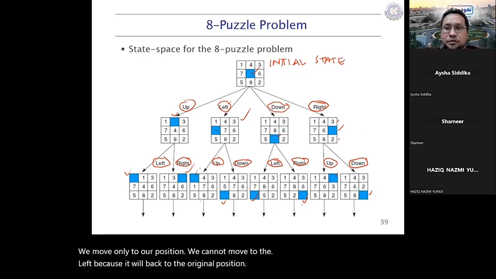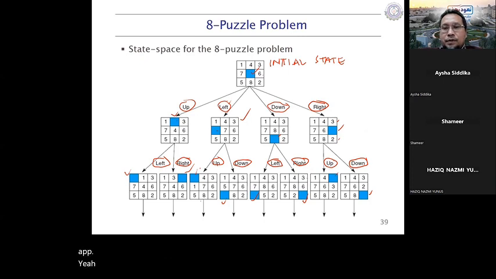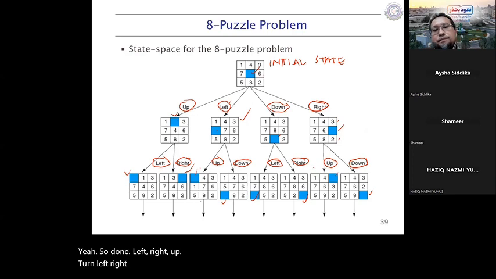This one also the same. We cannot move to the left. We have to move up, because if we go left, we'll be back to the original position. So down, left, right, up. Down, left, right, up. So up. This one, up.